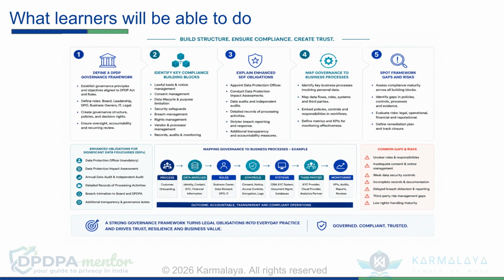By the end of this video, you will be able to define a DPDP governance structure, identify key compliance building blocks, and map these requirements to your unique business processes. You should be able to see privacy governance as a management system, rather than a single document. The emphasis is on repeatability, accountability, and readiness for regulatory or internal scrutiny.